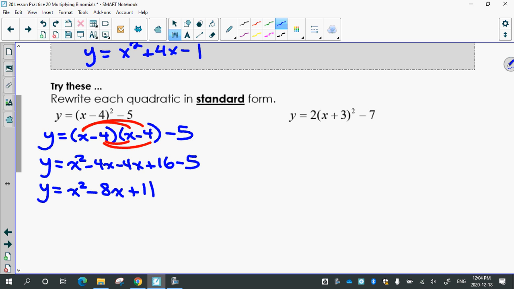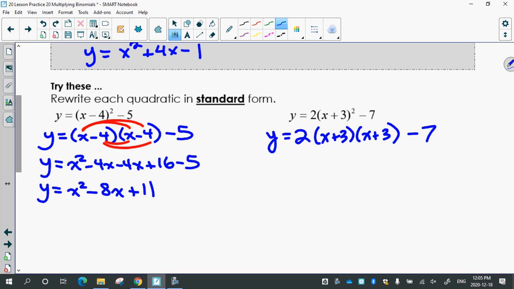Y equals x squared minus 8x plus 11? Yes? Everybody good? Okay. The next one is a little bit trickier because of the 2, but we're just going to leave it out front. Then we're gonna write out the x plus 3 twice. And then the minus 7. So that's how you'd start, just writing out the binomial twice, squaring it.